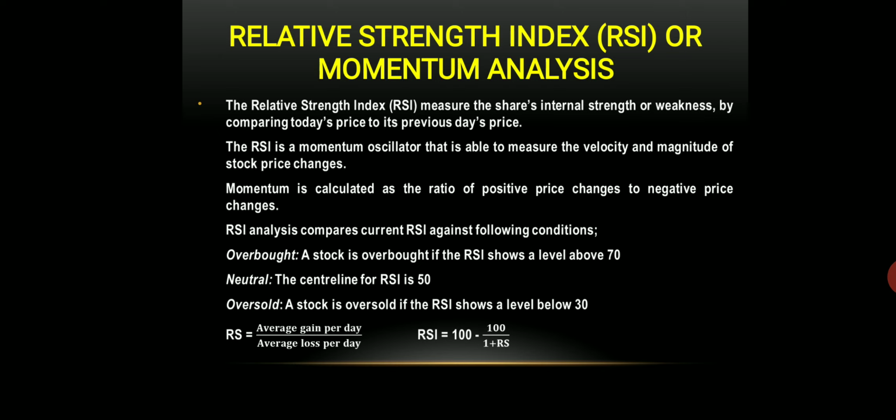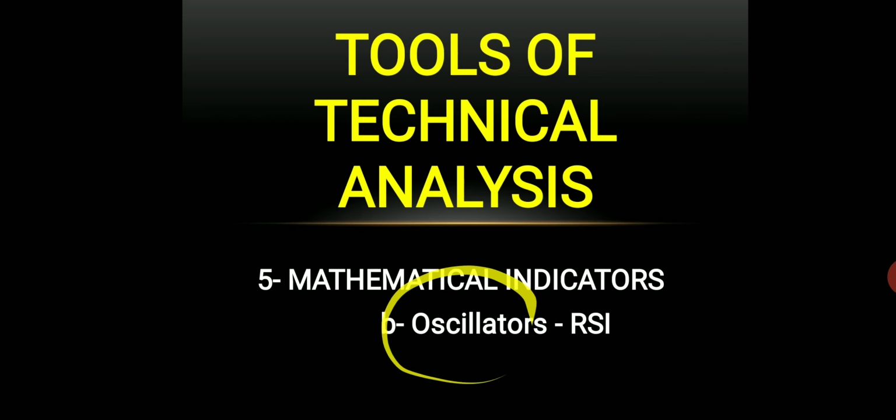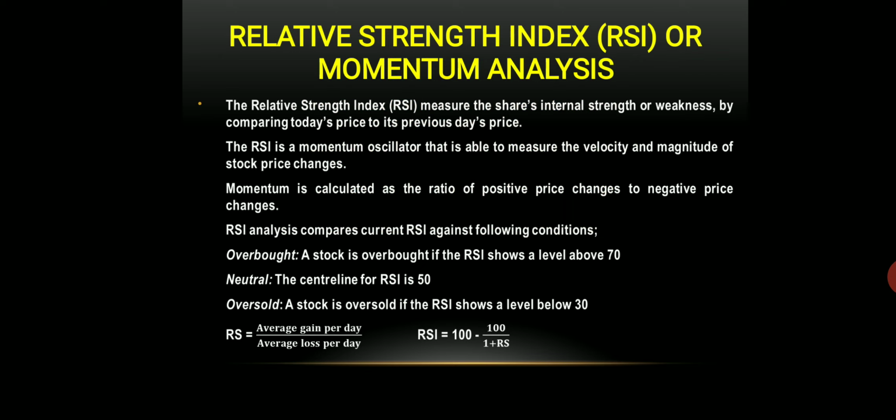First we calculate RS, relative strength. RS equals average gain per day divided by average loss per day. Once you calculate RS, you can calculate RSI by using this equation: RSI, relative strength index, is 100 minus 100 divided by 1 plus RS. The only thing you need to calculate is the average gain per day and average loss per day. How do we calculate them?